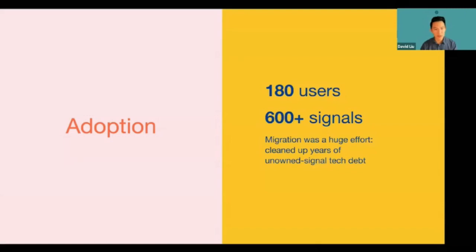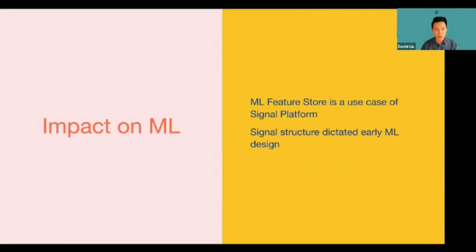Migrating into this platform was a major effort that took over 18 months, actually. Required cleaning up years of accumulated tech debt in the form of unowned signals. Today, our ML feature store is built on top of the Signal platform. This way, machine learning features inherit all of these same data governance tools. In the next section, we'll see how the structures that we used for signals influenced our early machine learning infrastructure choices.